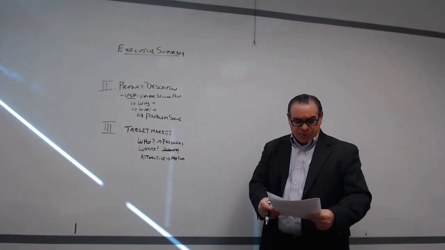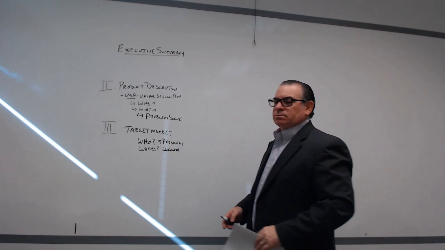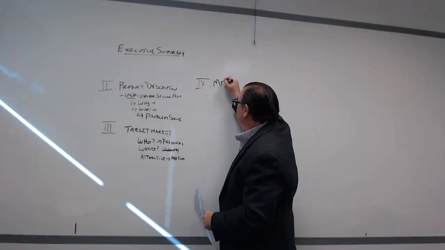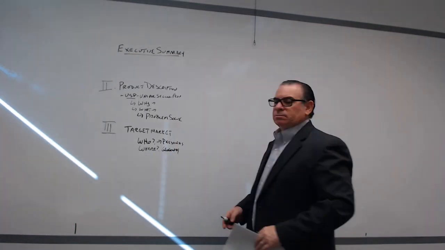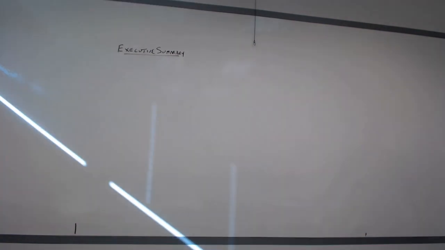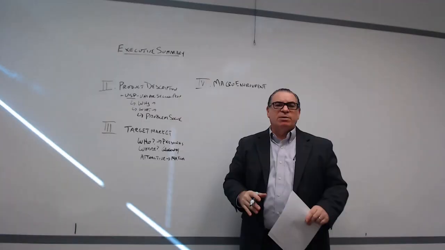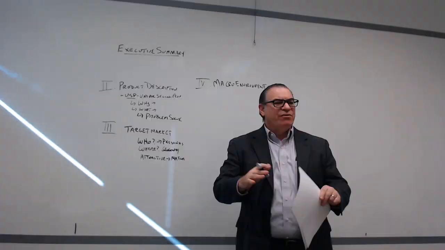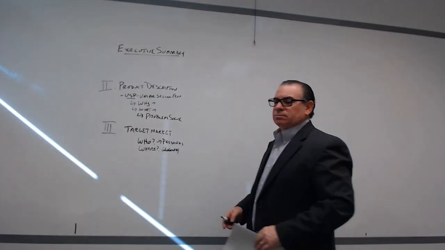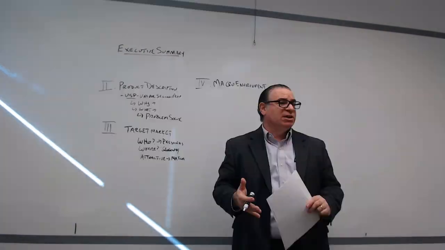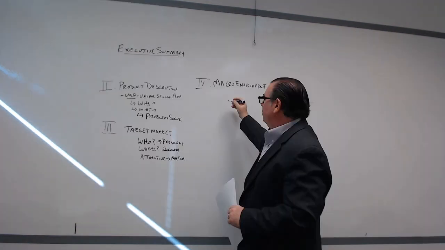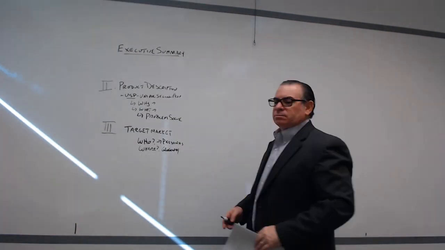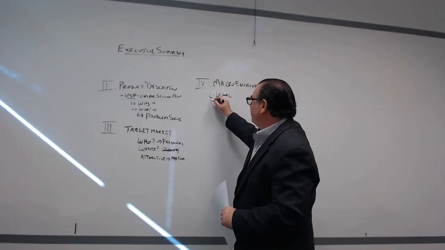Okay, the next section would be, let's call this section 4, and that is the macro environment. The macro environment explains everything that happens outside of your business. Everything that happens outside of your business. So in this case, there's legal, right? There's the politics.